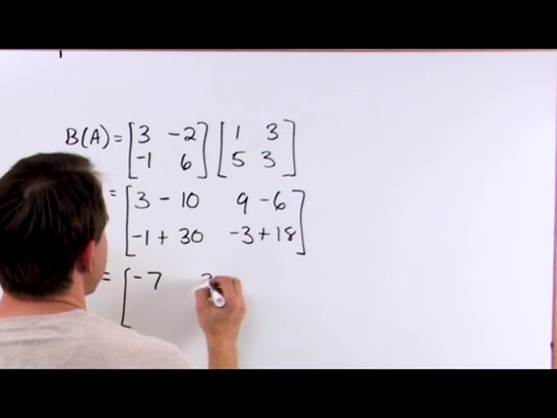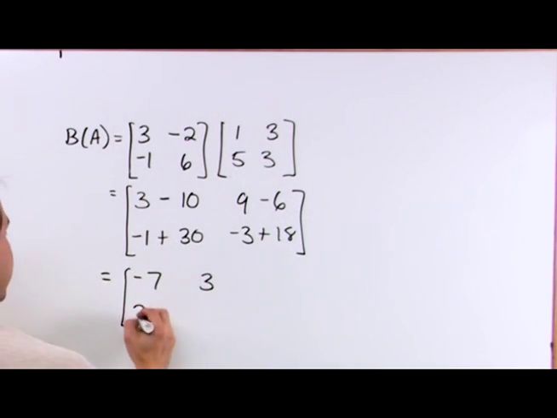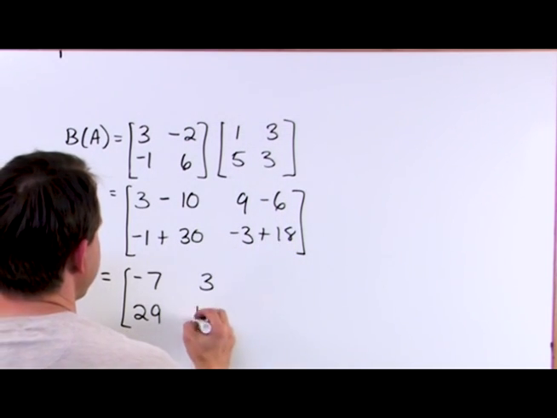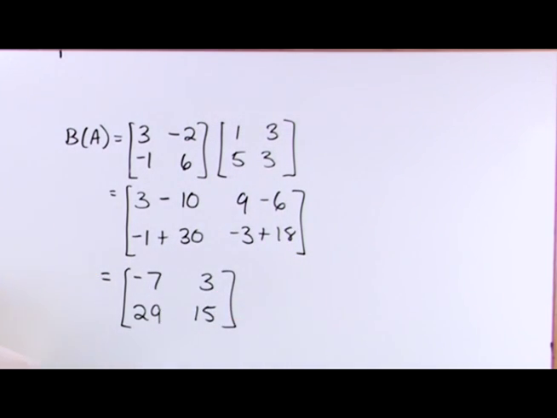9 minus 6 is 3. Negative 1 plus 30 is 29. And negative 3 plus 18 is 15. So I get negative 7, 3, 29, and 15. And that is the product of matrix B times matrix A.